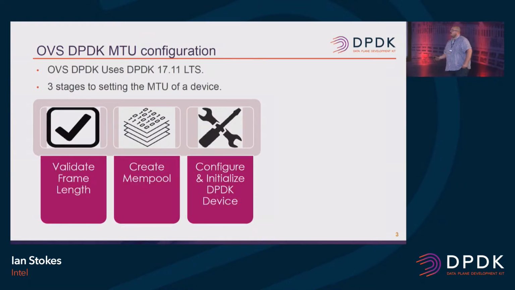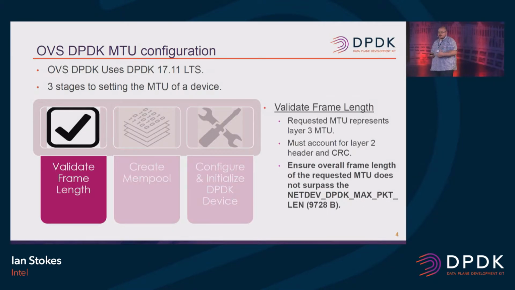At a high level, if you were to configure an MTU in OVS DPDK to receive jumbo frames, there are 3 stages, you could say. You'd validate, so somebody writes an MTU request to your OVS DB, and you'd validate it. You might then create a mempool based on that MTU size, and then you configure it. As part of the validation, it's important to realize what the steps are. Somebody writes their value to OVS DB. That's fine. It's a layer 3 MTU they're specifying or requesting, so they don't account for the layer 2 or CRC headers, nothing like that.